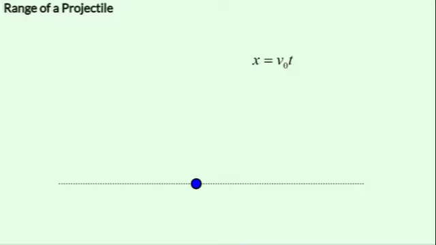Suppose we slide this ball along the floor with a constant velocity of v0. Then, in the absence of acceleration in the x direction, the displacement of the ball at any time t will be v0 times t. And we apply the very same logic to find the range of the projectile.